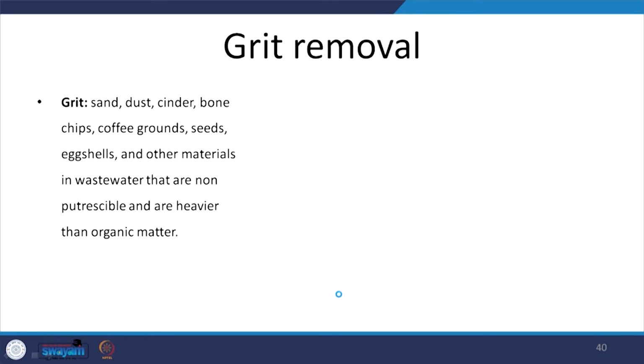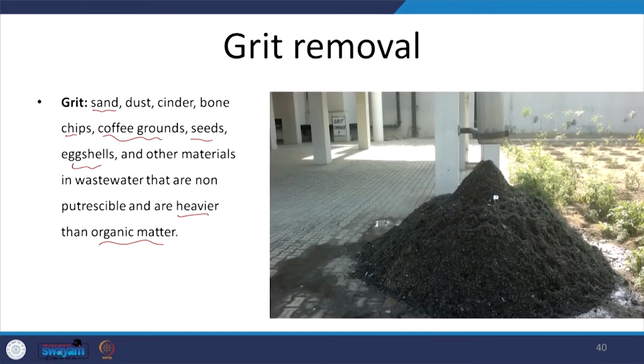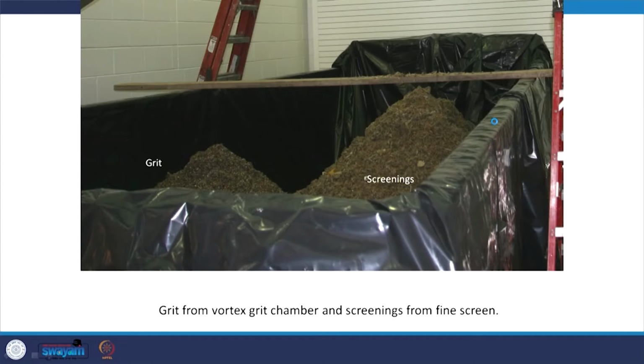So, grit removal, when I say grit, right, what is it that I am talking about? We have sand coming into the picture, dust, bone chips, coffee ground, seeds, eggshells, right, which are usually much heavier than organic matter, but which are relatively inert, let us say. What do I have out here? So, this is typical grit removal, you see the outlet here, right. So, let us move ahead, and this is from a relatively more developed country where they looked at grit and then screenings later, let us say.